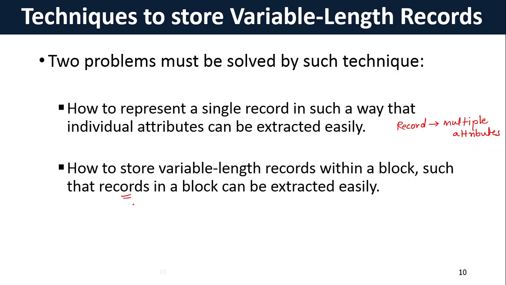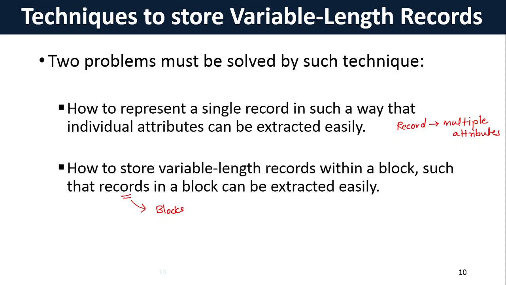So the records are actually stored in blocks, right? So the technique should be like, whenever a variable length record is being stored in a block, the record from the block needs to be extracted efficiently or easily. So the technique needs to take care of this also. So two important points: how to extract attribute easily and how to extract entire record easily. So that needs to be taken care of by the techniques that we are talking about, right?